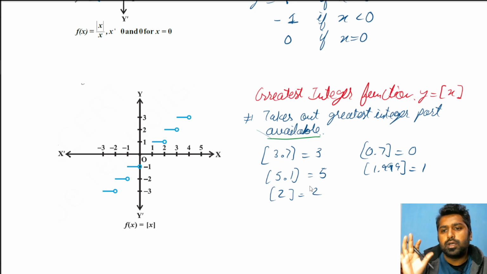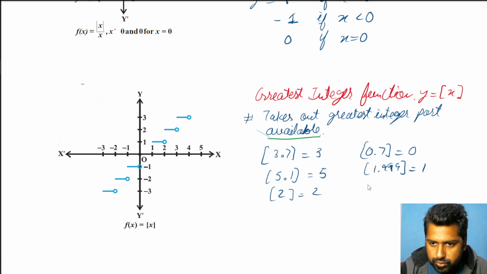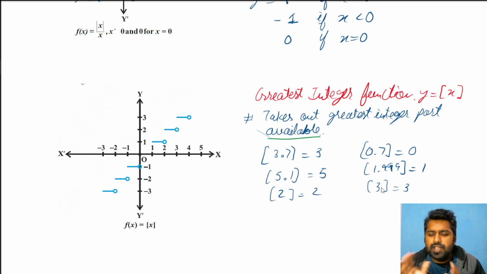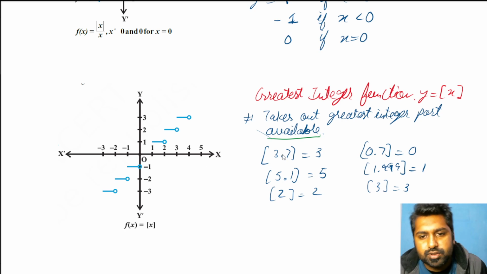That means for integers, the greatest integer has the same value. For 2 it is 2, for 3 it's 3, for 5 it's 5. For decimals we have to take out the integer part that is available to us. 3.7 has only 3 available to us. So if you look very carefully, basically it's an integer which is less than the given number. Not exactly equal to, it is less than the number. Though it is saying greatest, you have to understand the greatest integer part that is available means whatever integer is just below that number. 3.7, so 3 is there.